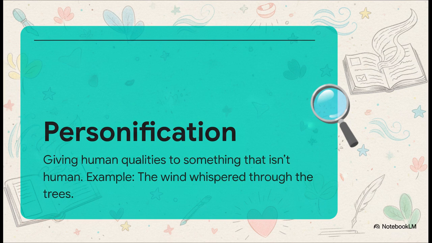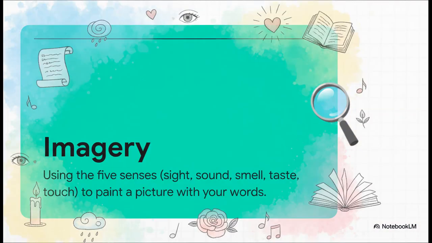And then there's this other amazing tool called personification. This is when you give human qualities or actions to something that isn't human. I mean, the wind can't literally whisper, right? But saying the wind whispered through the trees, it just creates such a beautiful, vivid image. It feels alive.